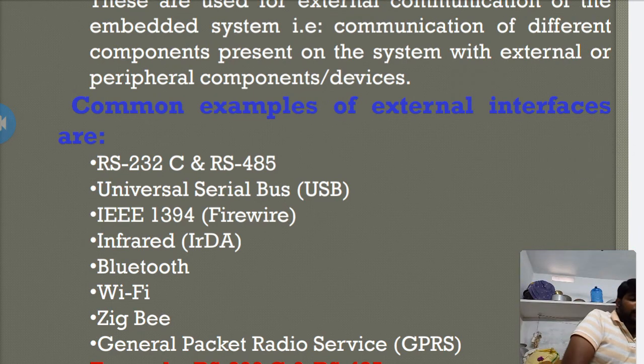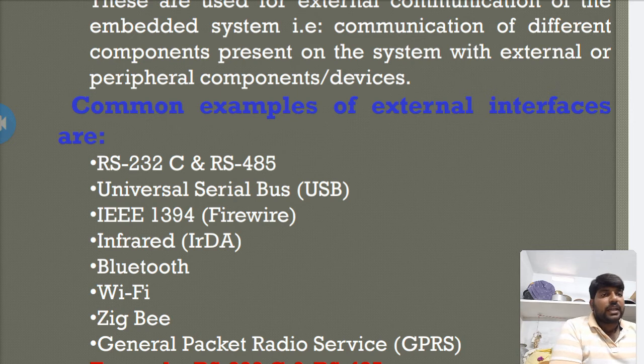Next one is Wi-Fi. Wi-Fi, or wireless fidelity, is a popular wireless communication technique for the networked communication of devices. Wi-Fi follows the IEEE 802.11 standard. It initiates a network communication, and it supports Internet Protocol, IP-based communication.